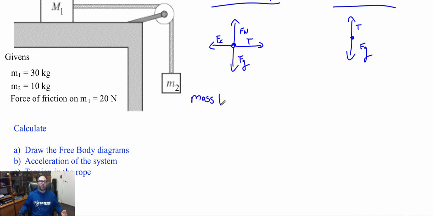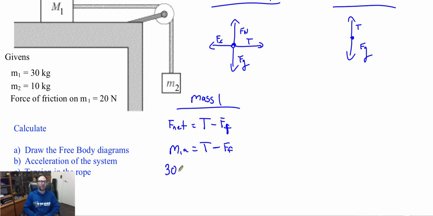So here we're going to start off with mass 1. We know my net force for mass 1 is equal to tension minus my force of friction. In this case, we get mass 1 multiplied by acceleration is equal to tension minus my force of friction. In this case, I'm going to get 30 times acceleration is equal to tension minus 20.